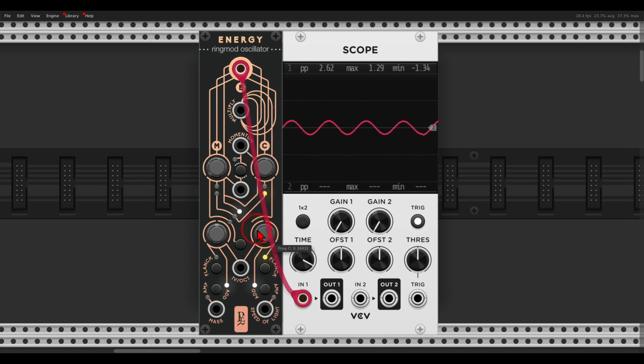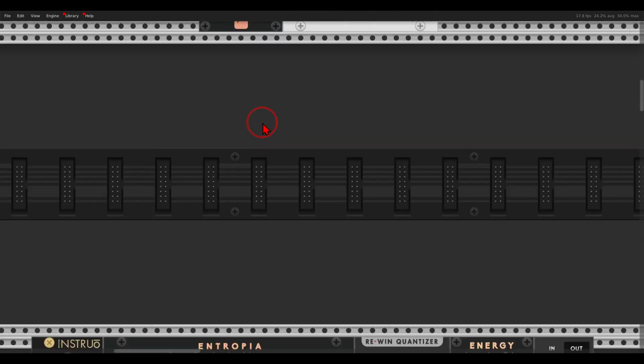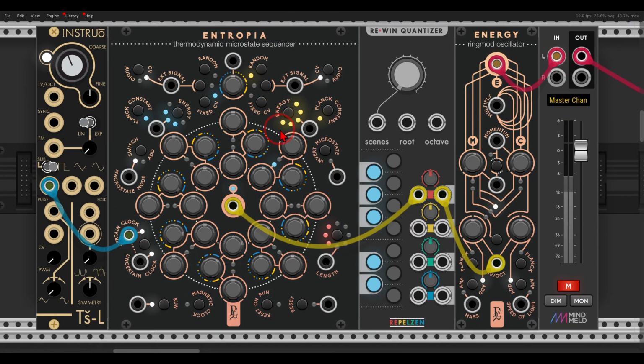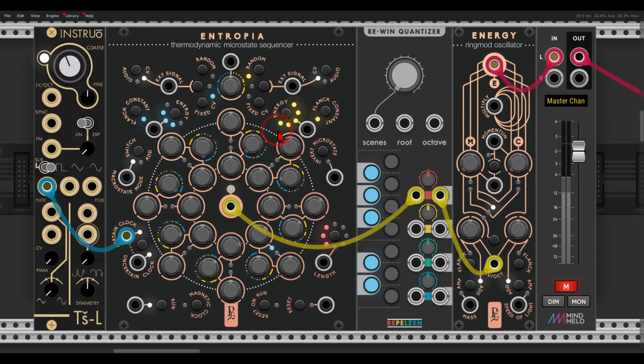And again, we can change the frequency, but we can also add FM, so we can also add sort of feedback modulation, and then we get interesting tremolo shapes. So here I have a sequence coming from Entropia, also from the Geodesics. It will sound like this.